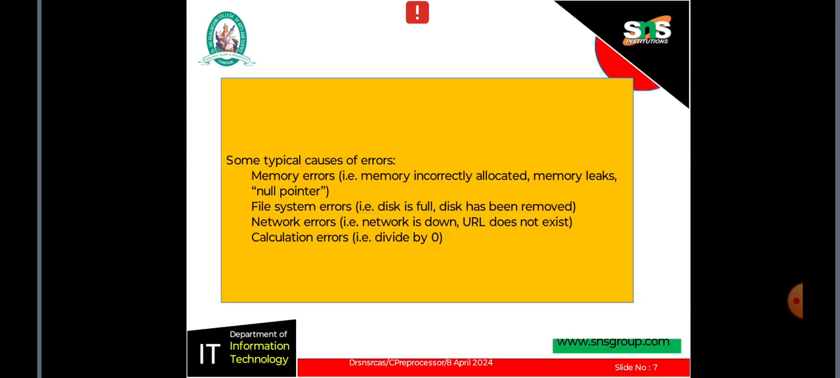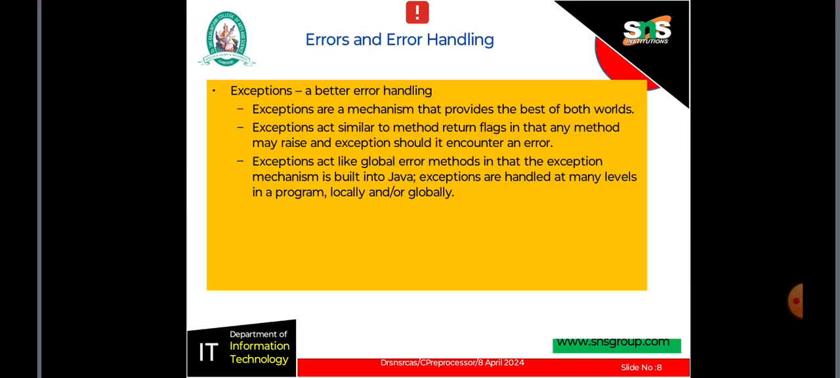Some typical causes of errors are memory errors, file system errors, network errors and calculation errors. In memory errors, memory is incorrectly allotted, there are memory leaks and null pointers. File system errors: the disk is full, or the disk has been removed. Network errors: the network is down, or the URL does not exist. Calculation errors: divide by 0. Error and error handling: exceptions.